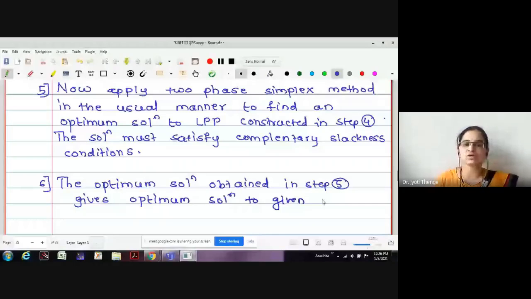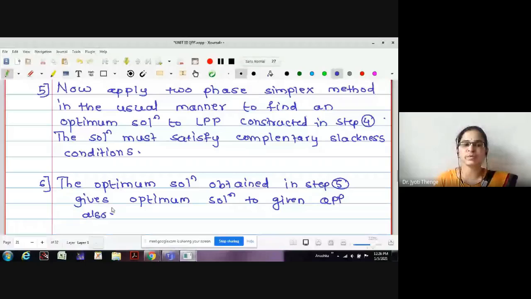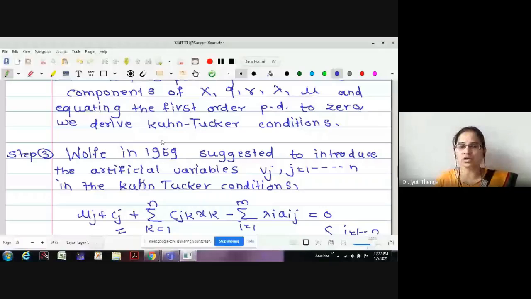Now, why does this solution to the LPP give us a solution to the QPP? Because in the QPP we have the Lagrangian function, and after constructing it, the optimum of this Lagrangian function is obtained by solving the Kuhn-Tucker conditions. And the Kuhn-Tucker conditions are a combination of linear and non-linear conditions. Therefore, we are going to solve the linear equations subject to the non-linear constraint equation.